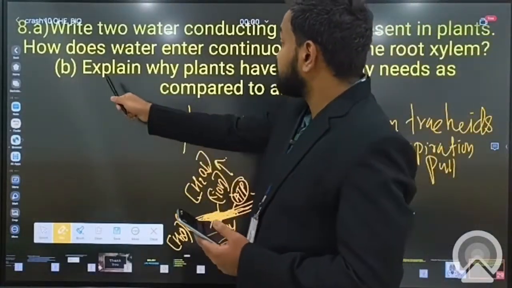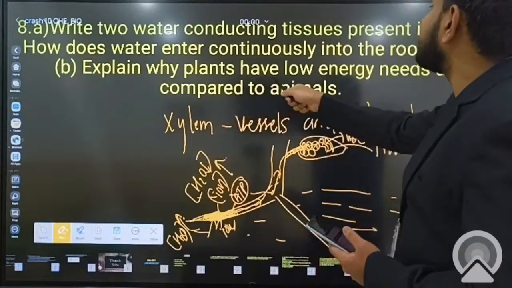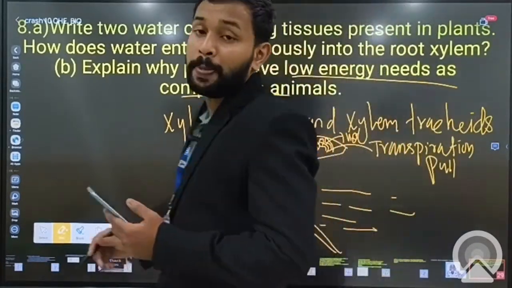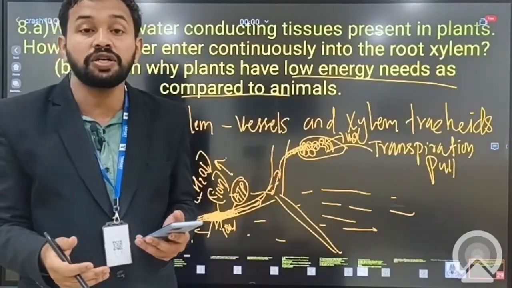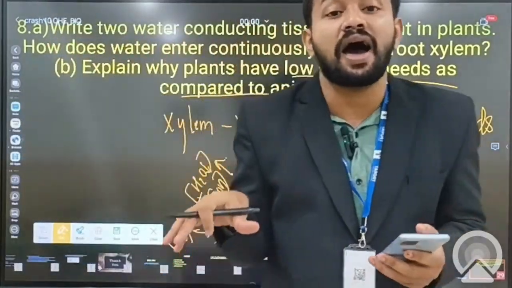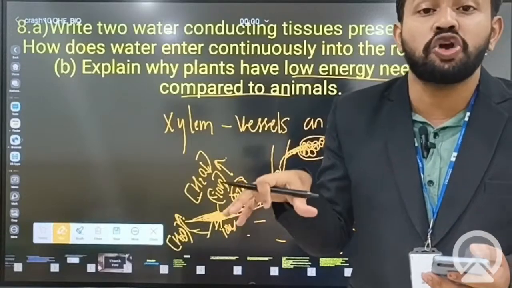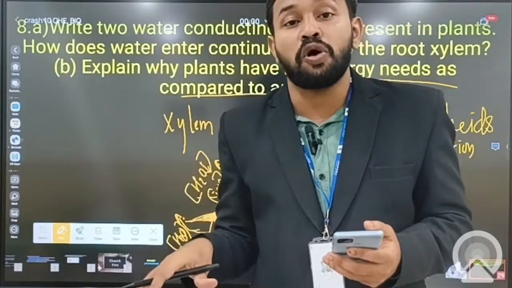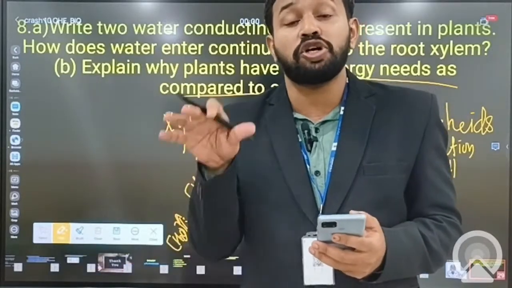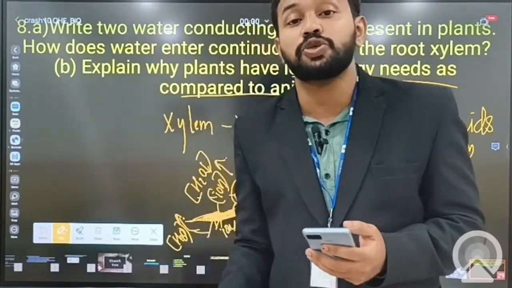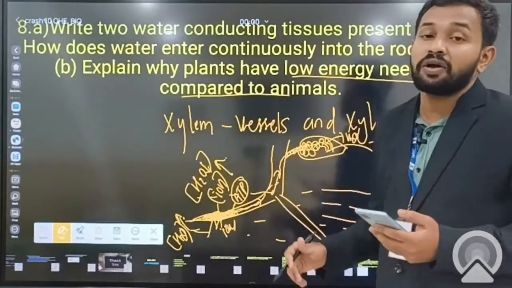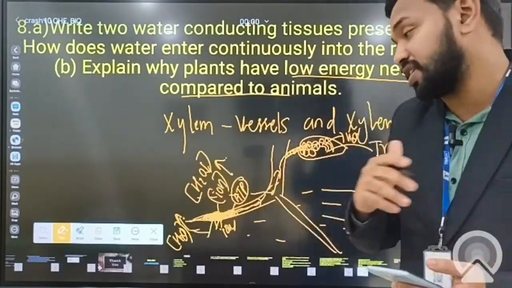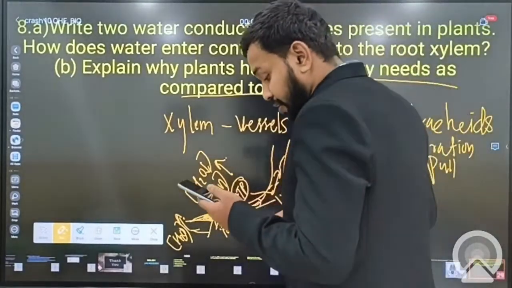Then the second question: Explain why plants have low energy needs as compared to animals. Why do plants have low energy needs? Because most of the cells in plants are dead and plants do not have any locomotion. Plants do not have locomotion as compared to animals, and most of the cells in plants are dead. That's why plants need a very low amount of energy for their life processes. Is it clear?